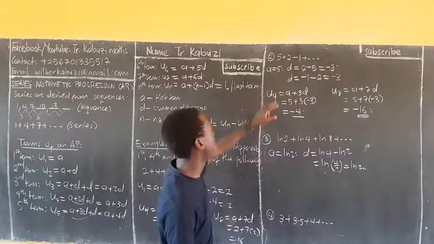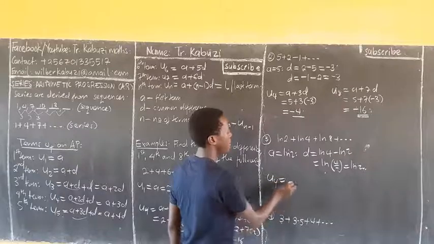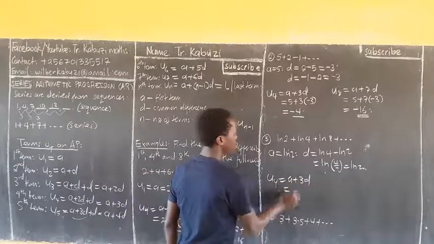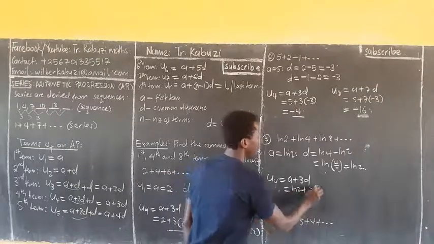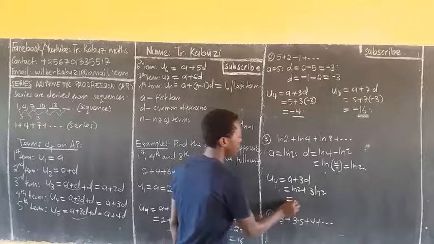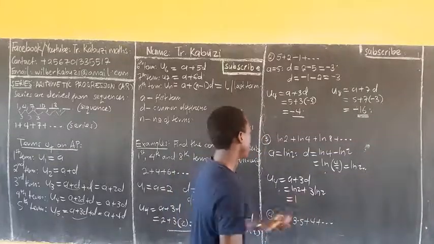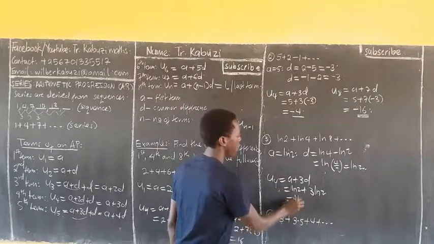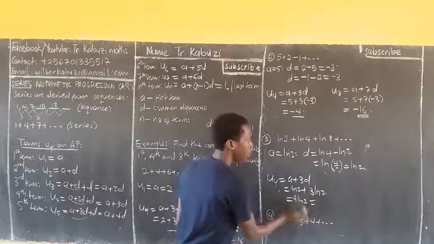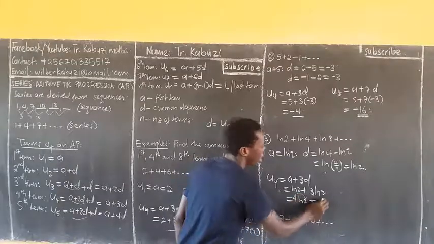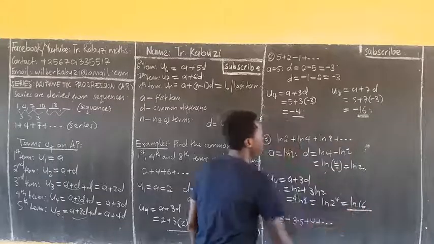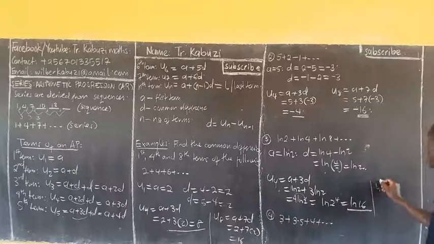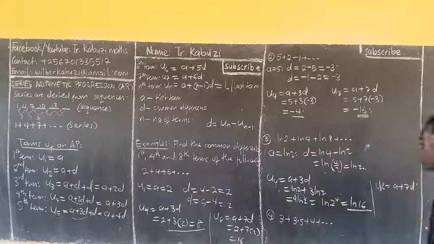Then, to be able to get now my fourth term, it will be a plus 3d, which will be my a, natural log of 2, plus 3 into my d, natural log of 2. So when I add, this is 1 plus 3, I'll be adding 4 natural log of 2, which, now this is properties of logarithms, this 4 can come here as a power, so I'll have natural log of 2 power 4, which will be natural log of 16. So please, you can come and calculate the eighth term, which will be a plus 7d. So calculate that one for me.